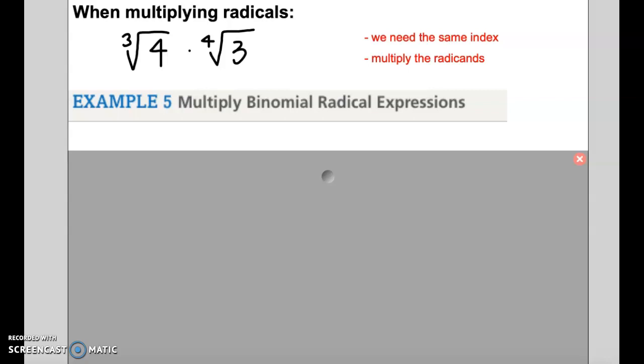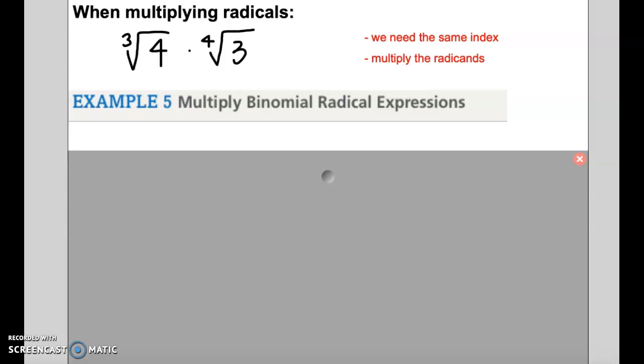Hi everyone, so this is still in section 5.2, which was properties of exponents within the radicals. So we're just going to work a little bit more with radicals. You'll see the exponents come up more, but this is our second day in this section. So today in this example, we are going to multiply radicals.